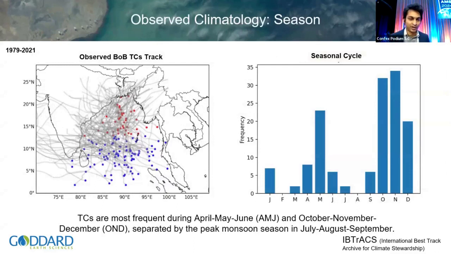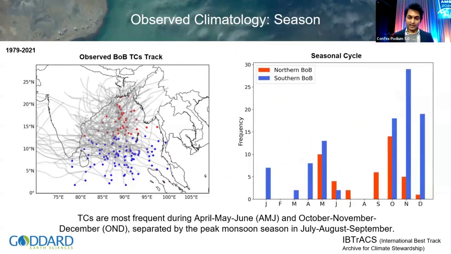On the left-hand side, we have observed Bay of Bengal tropical cyclone tracks based on IBTrACS data from 1979 to 2021. The red dots and blue dots show the genesis locations of the tropical cyclones: red dots are for northern Bay of Bengal tropical cyclones, and blue dots are for southern Bay of Bengal tropical cyclones. If you look at the seasonal cycle on the right-hand side, we can see most of the tropical cyclones start from April, May, June. There is another peak season in October, November, December. These two seasons are separated by the peak monsoon season in July, August, September.